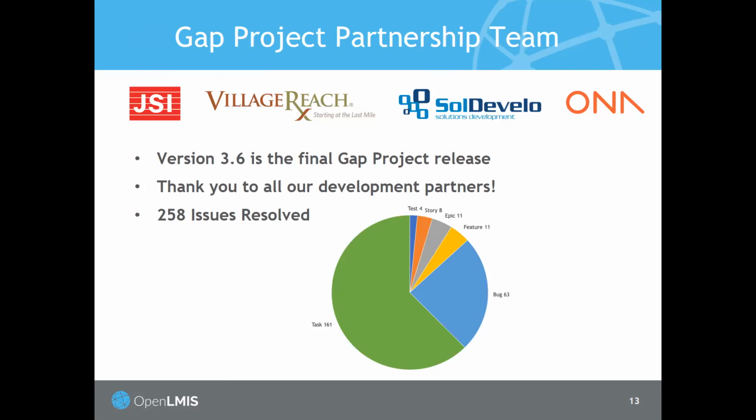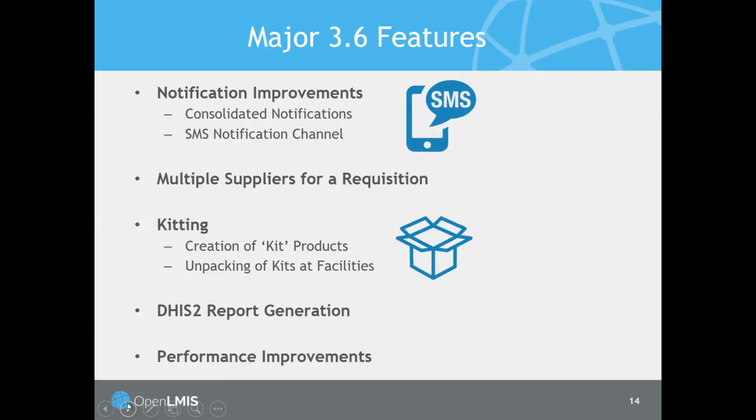For this last release, version 3.6, that is the last release of just the GAP project. We're going to continue to do development after this. But for this release, we got through 258 issues. And I'm just kind of highlighting that because we got through a lot of work. Most of that was task-related work, so work on new features. You can see 161. And then the next big bucket was also fixing some bugs. So we got a lot done in this release.